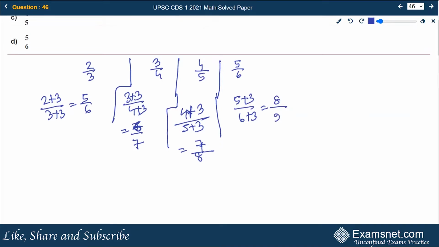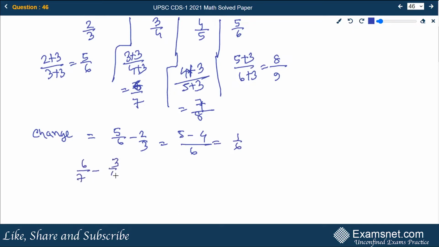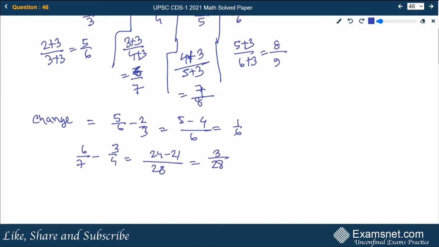Correct? Now we have to first find the change. So change for the first fraction, 5 by 6 minus 2 by 3. It would result in 5 minus 4, 1 by 6. For the next fraction, the change is 6 by 7 minus 3 by 4, 28, 24, 21. That is 3 by 28.